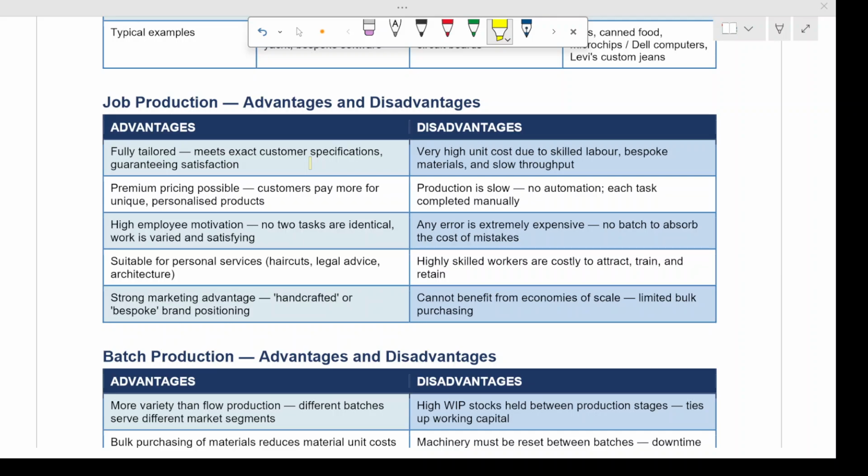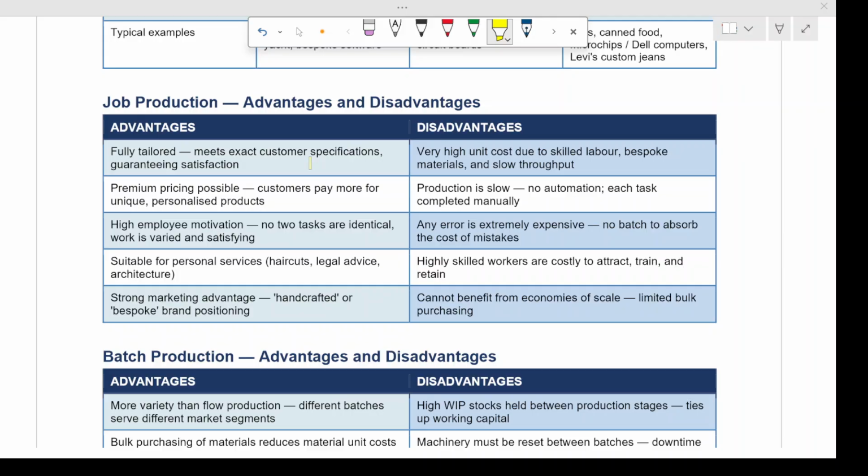The disadvantages are that each unit cost increases because there is skilled labor involved, there are bespoke materials involved. If your supplier is giving you a standardized item and you want to make a customized thing, then you will most probably not go for the standardized item. You will also want a customized thing from your supplier. Hence, the supplier will also charge you a premium, just like you are charging a premium to your own customers. So, in that scenario, the unit cost will increase.